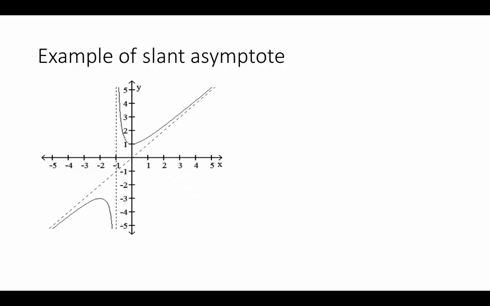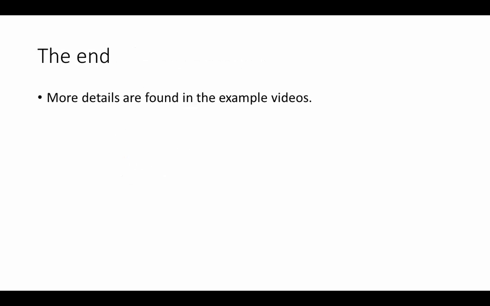This graph shows a rational function with one vertical asymptote and a slant asymptote. The vertical asymptote is indicated by the dashed line on the graph. Algebraically, it is given by the equation x equals -1. The slant asymptote is also indicated with a dashed line on the graph. Algebraically, it is given by the equation y equals x. The end behavior model will also be y equals x.